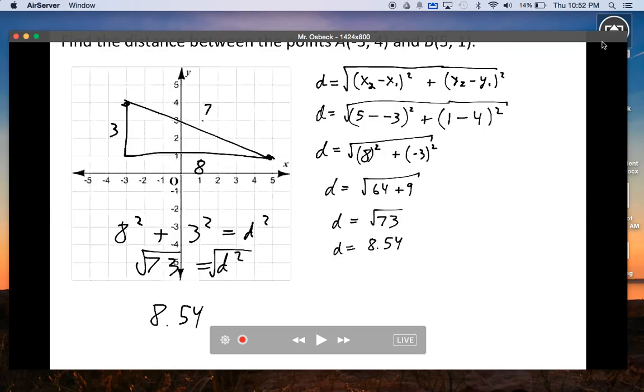Alright, just notice that the 8 in this distance is really the 8 that's right here, and then the 3 in this distance is really just the 3 that's right there. That's why the Pythagorean theorem and the distance formula really are just the same thing.